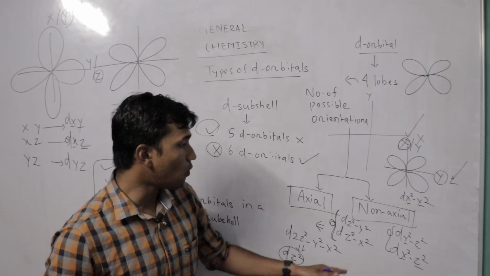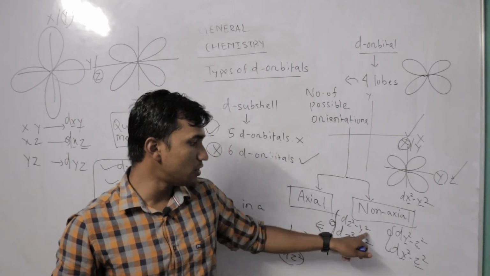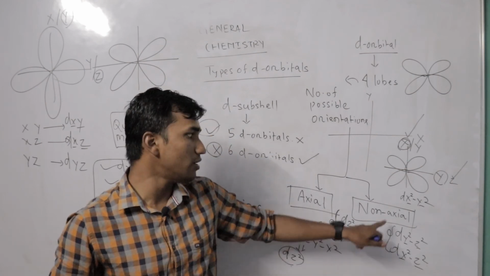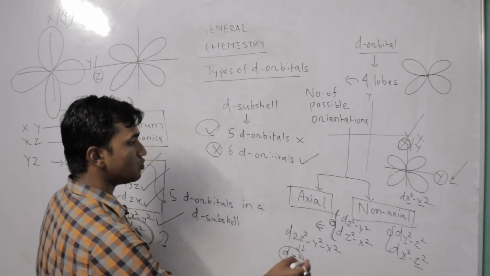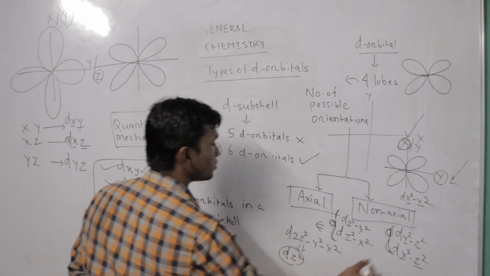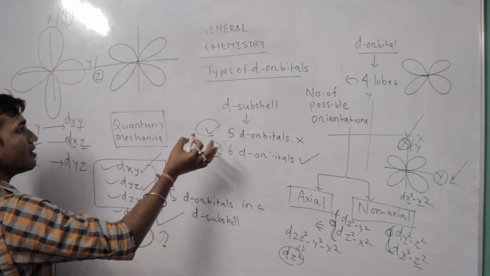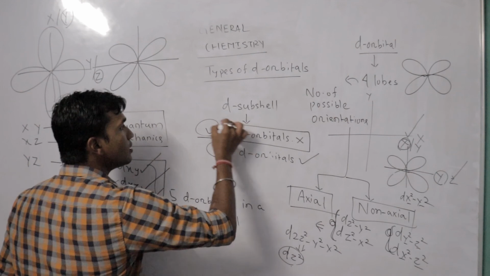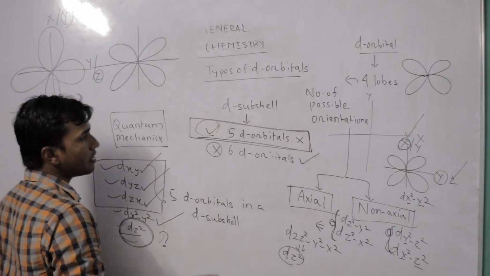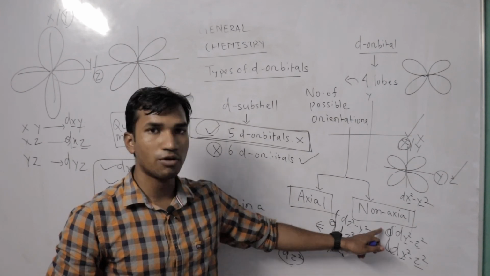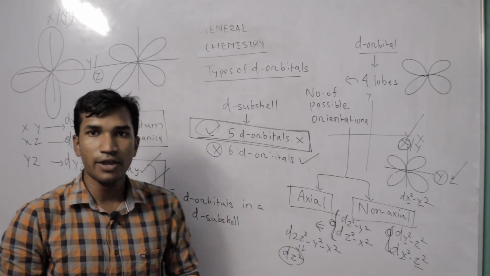The question arises, why do you choose these two, dz square minus y square and dz square minus x square? Why not the other one? Because that is a hypothetical concept, that's why we chose these two. Similarly, out of 6 possible orientations, we got a total of 5 orientations in our study, since the sixth is hypothetical. That's why we chose these orbitals for our study purpose. Thank you very much.